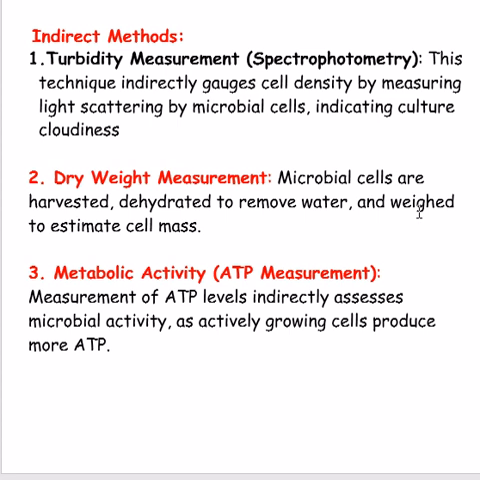Another one, which is not too popular but is an advanced method of indirect measurement, is measuring the metabolic activities using ATP measurement. That's energy utilization, or energy activity, of the microorganism. So if you can measure the ATP level of any microbial system, you could use that as an indirect method of gauging the microbial activity as well as the microbial growth. These are the common indirect methods we have.